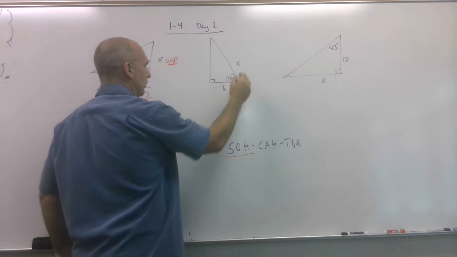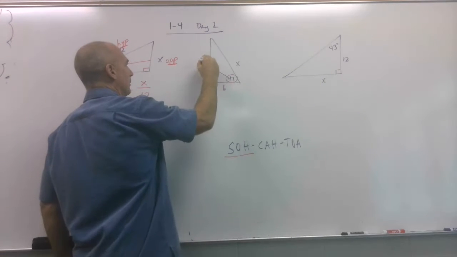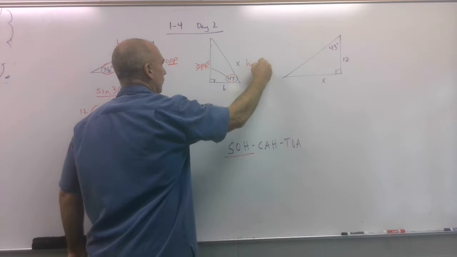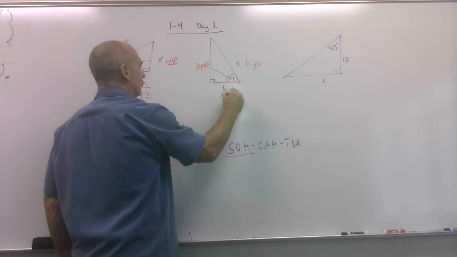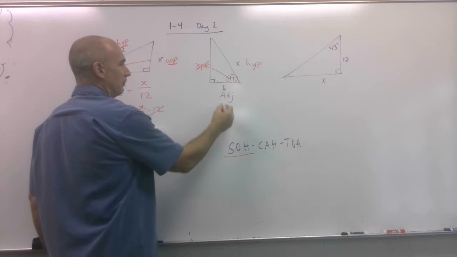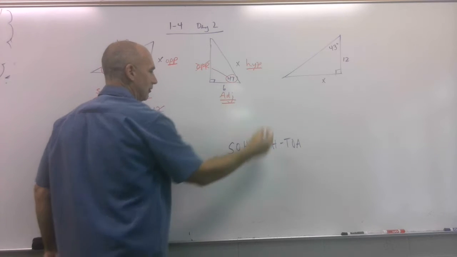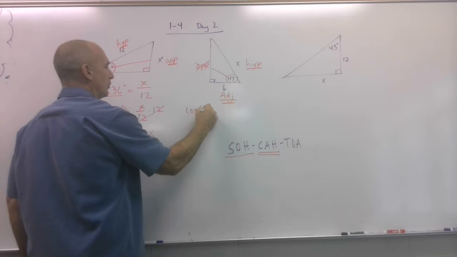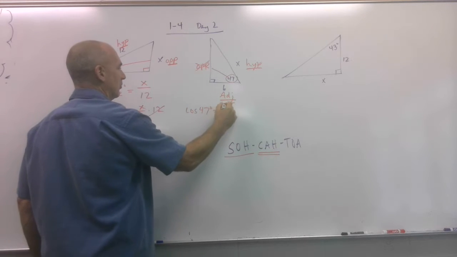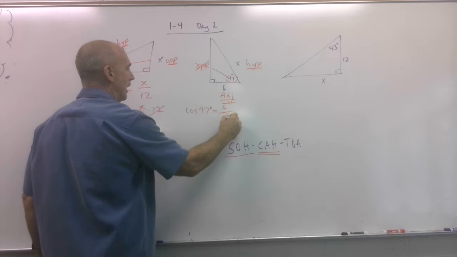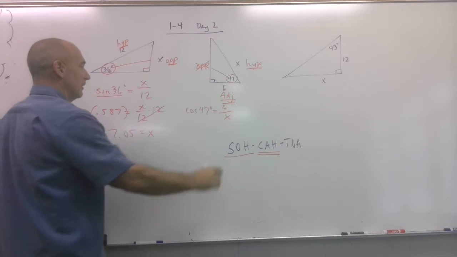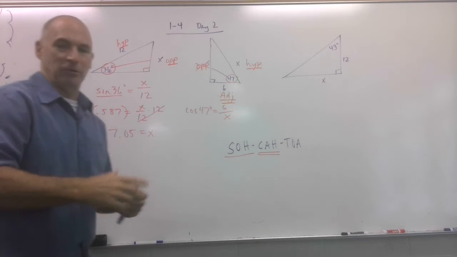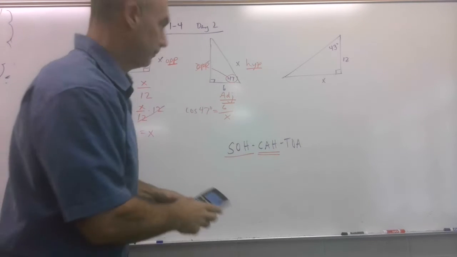Here's my reference angle. This is my opposite, which I'm not going to use. This is my hypotenuse. I'm going to use it. And this is my adjacent side. What trig function uses adjacent and hypotenuse? That'd be cosine. So now I'm going to go cosine of 47 degrees is my adjacent over my hypotenuse. This is a little different because the variable I'm trying to find is buried in the denominator, so you're going to have to use your algebra a little differently.